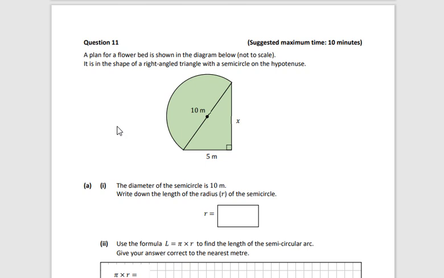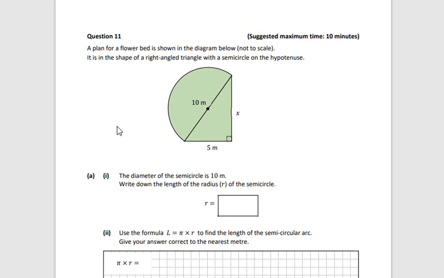First one, we just need to write down what the radius is. The radius is always half of the diameter. Here the diameter is 10, therefore the radius will have to be 5.